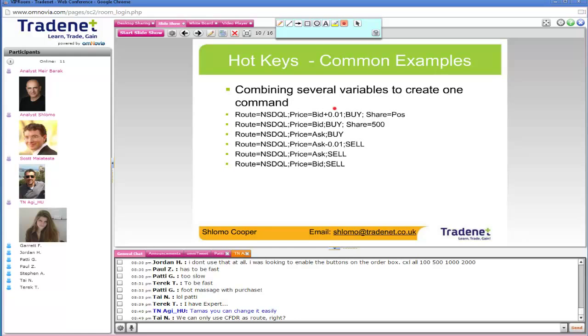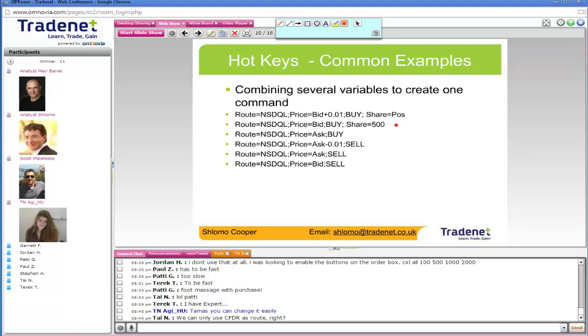So the order can be route equals Nasdaq L. That means I'm going to send a limit order through Nasdaq ECN. Price equals bid plus 0.01 in order to be the first in line. Also, pay attention that you are using a semicolon in order to separate between different commands. Then we are telling the hotkey that we want to buy. I can also put here a sell command, and share equals position.